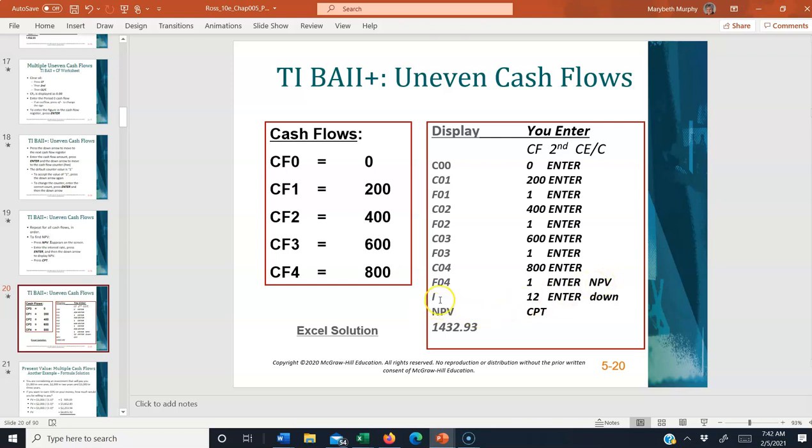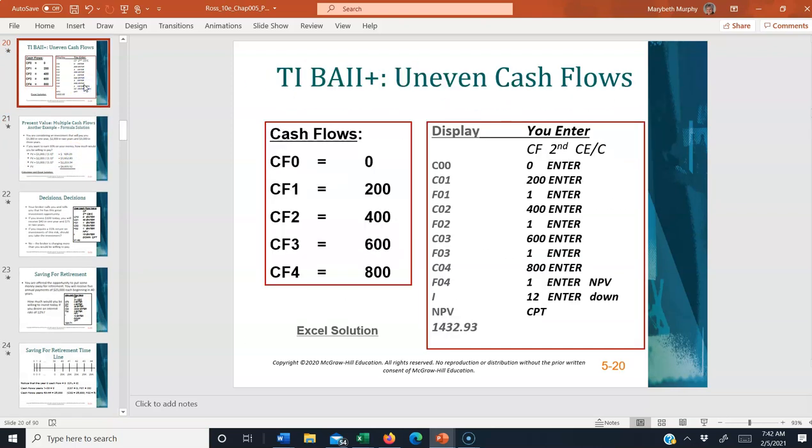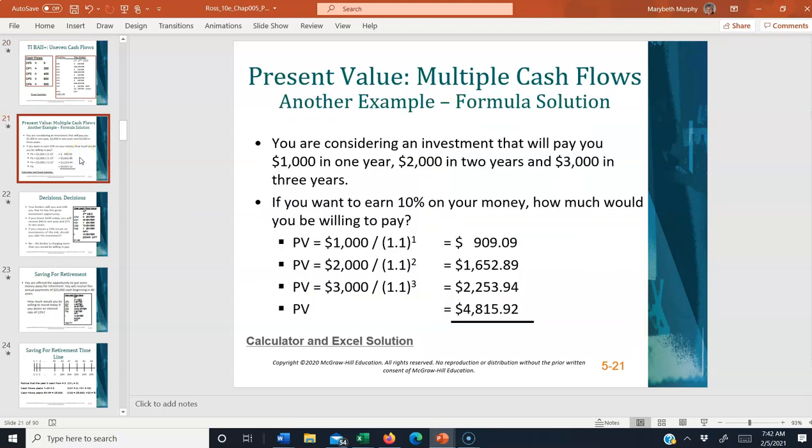It's going to come back and ask you for the interest rate. So you're going to enter 12. You're going to hit the down arrow, and you're going to hit net present value, compute, and then it should give you the 1,432.93. I think it's easier to understand when you actually have an example on how to do it.